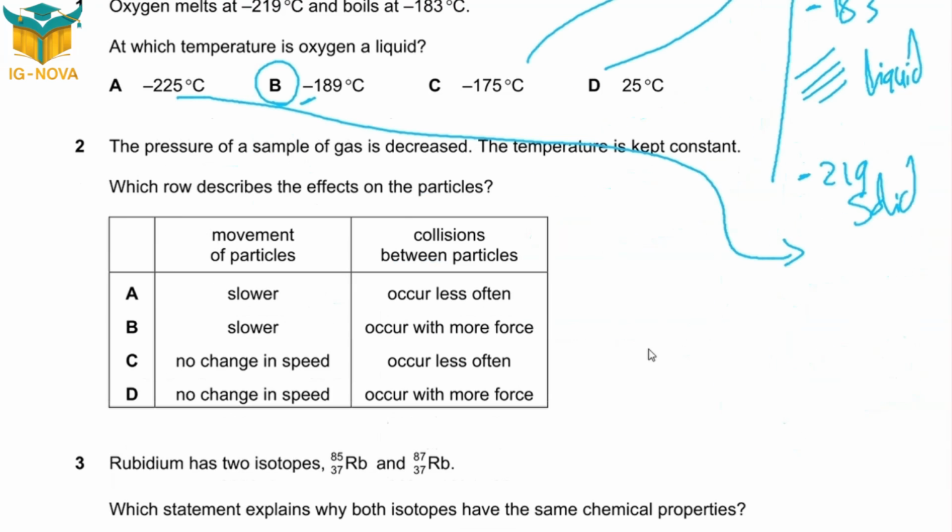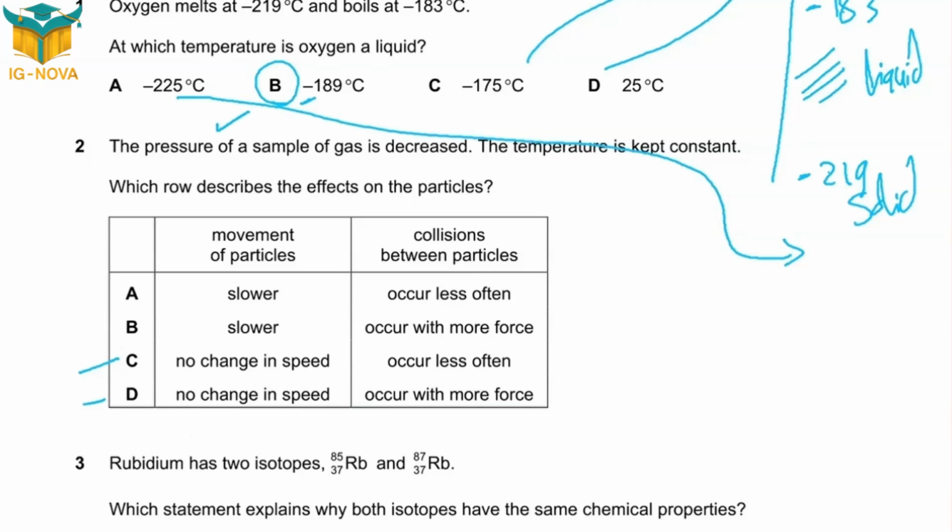Question 2. The pressure of a sample of gas is decreased. Movement of particles: by the way, movement of particles will not be affected by the pressure. It will be affected by temperature. So temperature adds kinetic energy, so particles move faster. Like in here, no change.